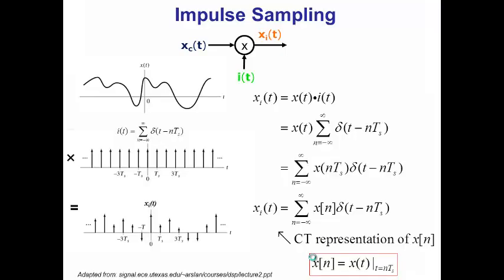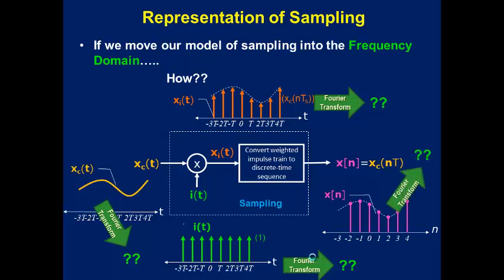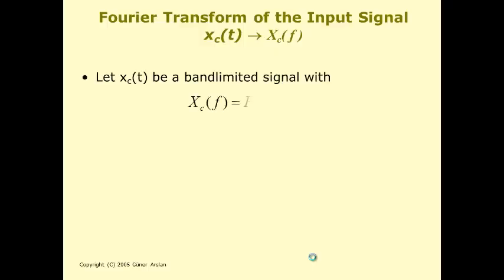I want to see what's going on there in the frequency world. And we get there by Fourier transforms, right? I have to take the Fourier transform of the input signal and of this impulse train. I've got to figure out what happens to Fourier transforms when I multiply things in the time domain, so that I can predict the Fourier transform, the spectrum, of the sampled signal. That's where I'm going.